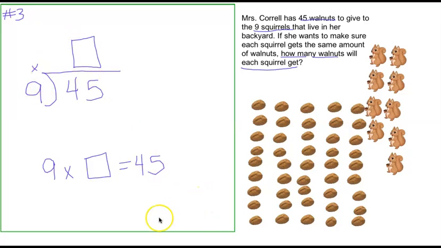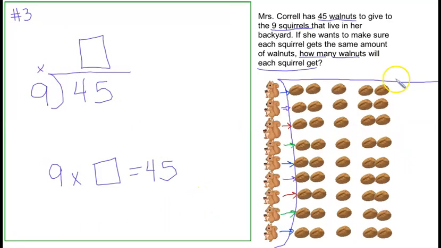What is that something? Hey, were you able to figure it out? How many walnuts will each squirrel get? Each squirrel will get 1, 2, 3, 4, 5 walnuts. 9 times 5 is 45. And if you look over here, I've taken all 45 of those walnuts and I've arranged them in front of each squirrel. So we have 1, 2, 3, 4, 5 groups of walnuts for each squirrel. So there would be 5 up here. All right, let's do one more before I set you loose on your own.